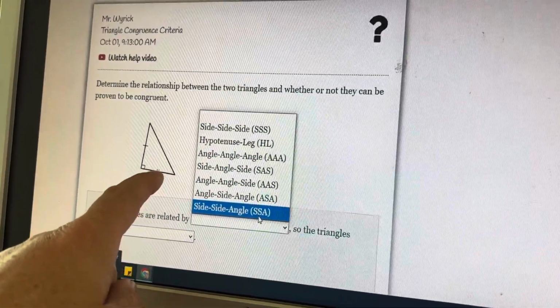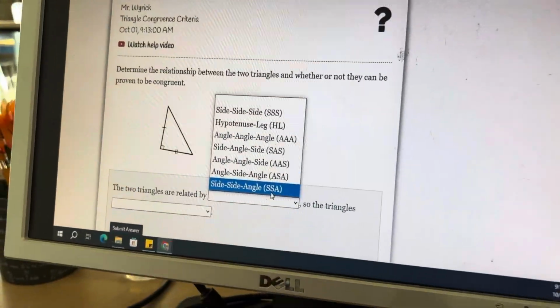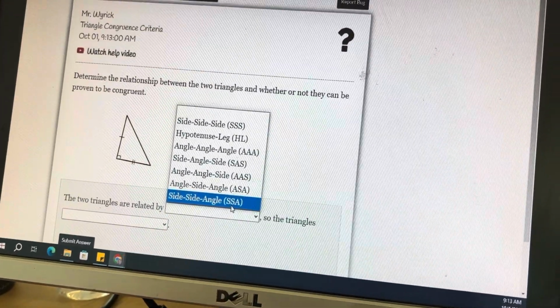Okay, but for this one, this is side, angle, side, so it's going to work. All right, hopefully that gets you going in the right direction, and we'll see you tomorrow.